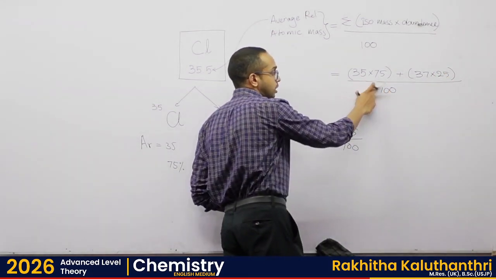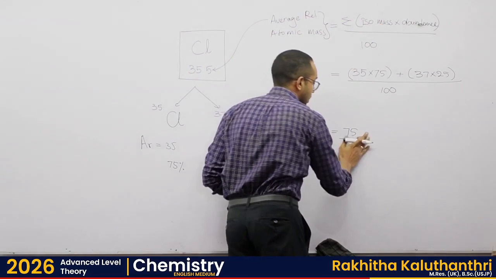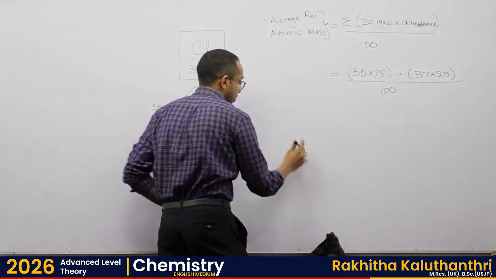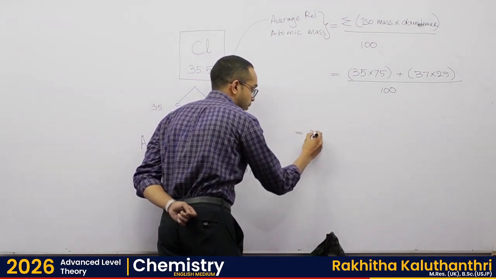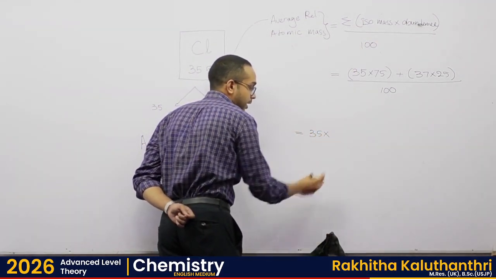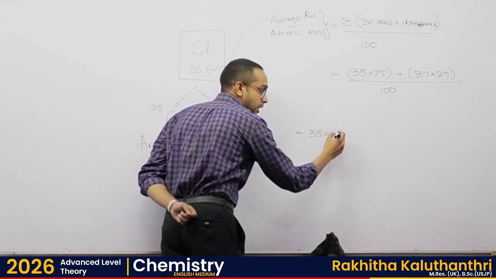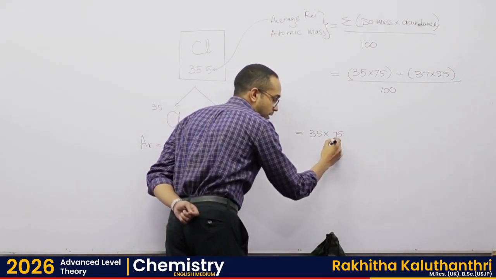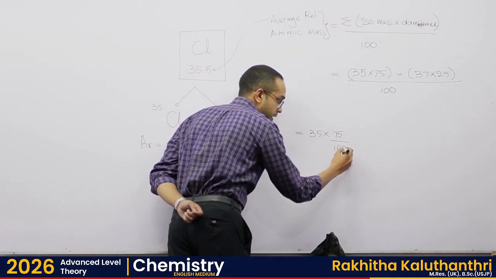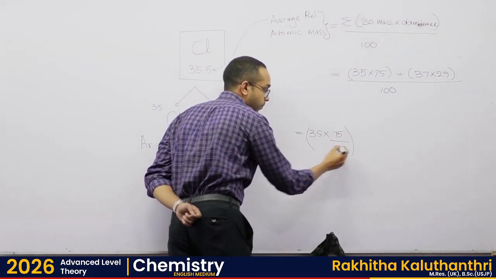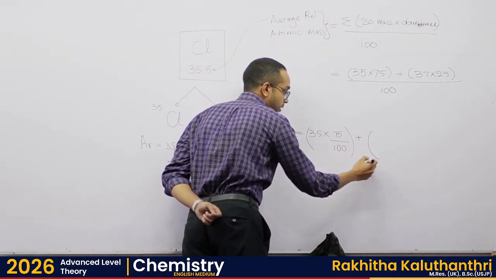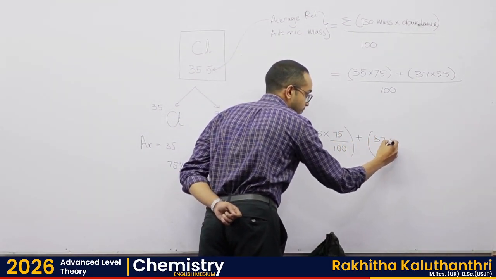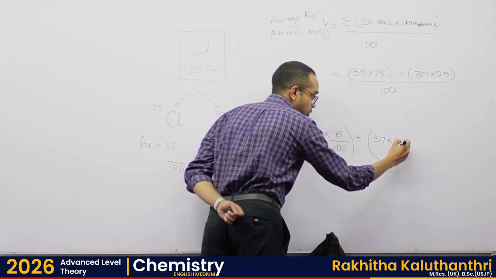Now if anyone is curious about how we got to this equation, it's like this. We took 35 multiplied by its abundance, which is 75%. 75% is usually written 75 over 100. And to this we have to add the second isotope as well. That has a mass of 37 multiplied by its abundance, 25%.